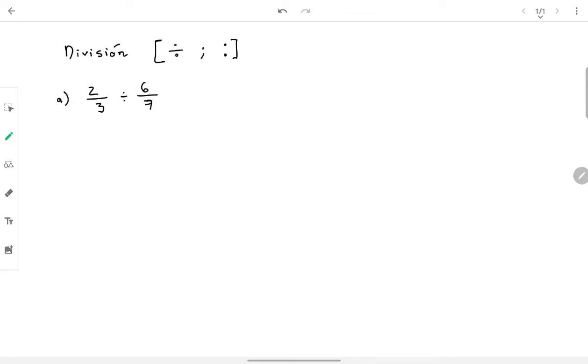So for division, we can use these 2 signs. Maybe this is the most common, but we can also use these 2 points to represent a division. So be aware, if these 2 points appear, that means a division. So how can we make a division? Remember, the rule of division is to make a crossed multiplication. So in this case, if we do it directly, it will be 2 times 7. That will be on the top part. So it will be 14 over 3 multiplied by 6.